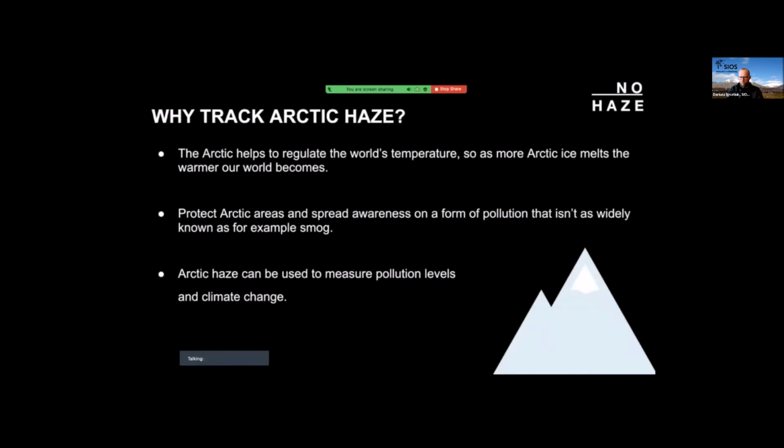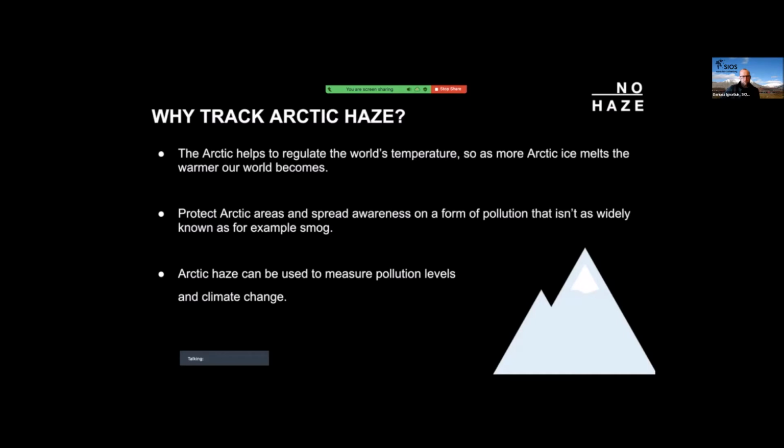It is important to track Arctic haze because the Arctic helps to regulate the world's temperature, so as more Arctic ice melts, the warmer our world becomes, which in turn leads to even more melting ice, and so the vicious cycle of global warming continues. With effects like rising sea levels and reducing the albedo effect, which is the process by which thermal energy from the sun is reflected back into space.